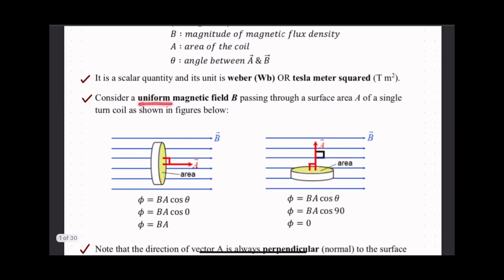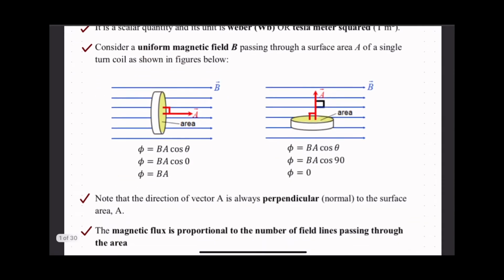Okay, we consider a uniform magnetic field B passing through the surface area of a single turn coil shown in the figure below. So, the angle between vector area A and B is defined here as cos theta. Theta here means the angle between vector area A and B. So, vector area A is always perpendicular to the surface. If your surface is like this, then the vector area is 90 degrees to the surface.